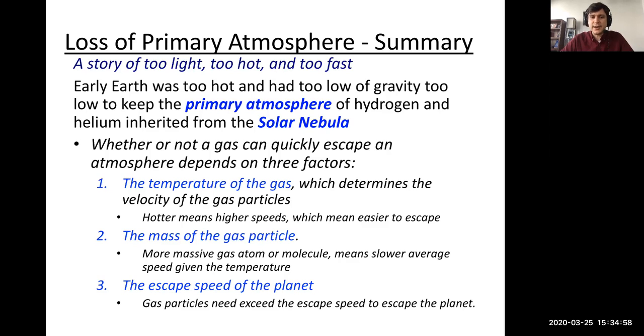So whether or not an atmosphere will be lost, the factors are the temperature of the gas, because that determines how fast the gas particles are moving. Hotter means that the gas particles are moving faster, which means that more of them are moving above the escape velocity, and bye-bye. The mass of the particle: the more massive, the slower the average speed, the fewer particles that are moving above the escape velocity. It's easier to hold on to more massive particles. And then the escape speed of the planet. The more massive the planet, the easier time its gravity has holding on to the atmosphere. So those are the three factors that we have.